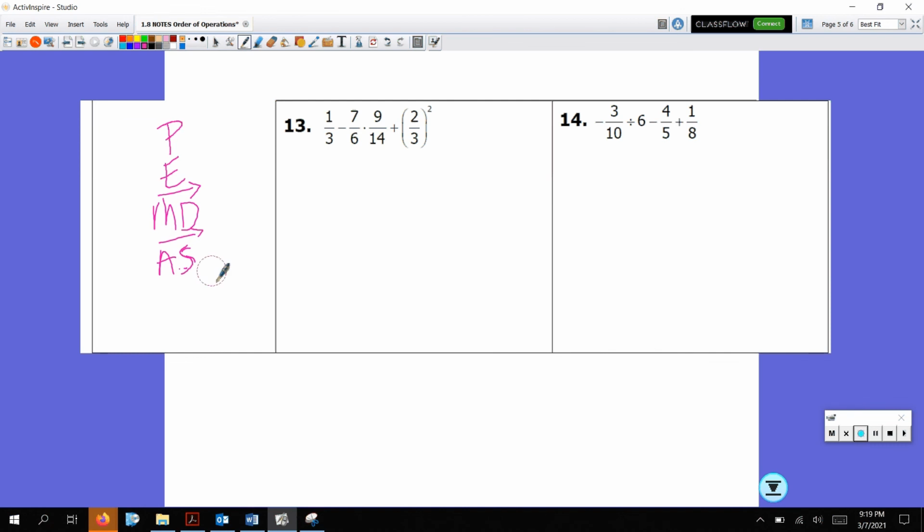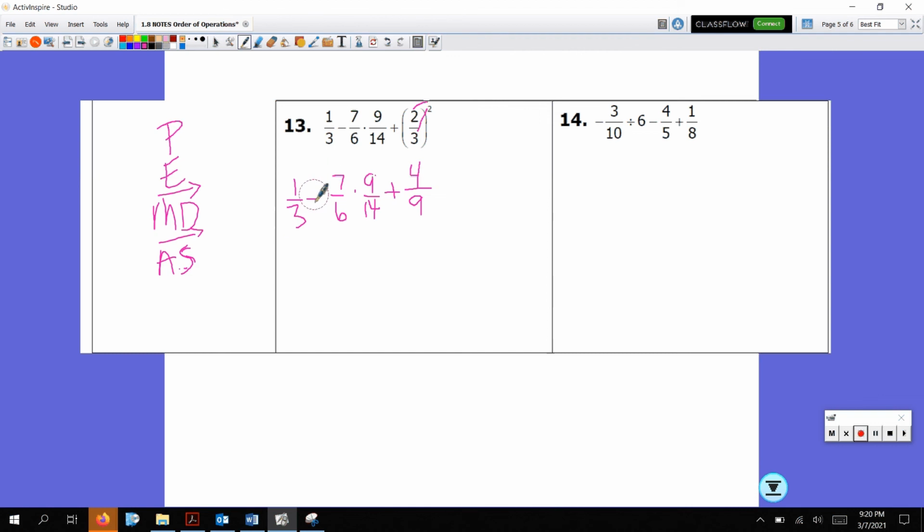I have subtraction, multiplication, addition, and an exponent. Exponent comes first. This 3 is squaring everything inside here. So this is 4 over 9, right? 2 squared, 2 times 2 is 4. 3 squared, 3 times 3 is 9. Now I get 4 over 9. Just bringing everything else down.